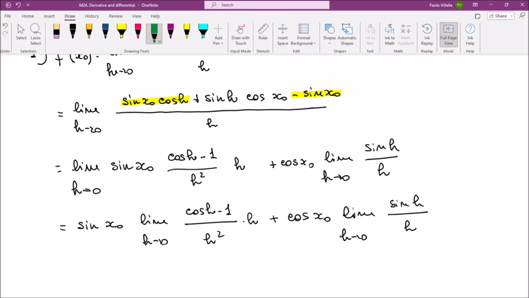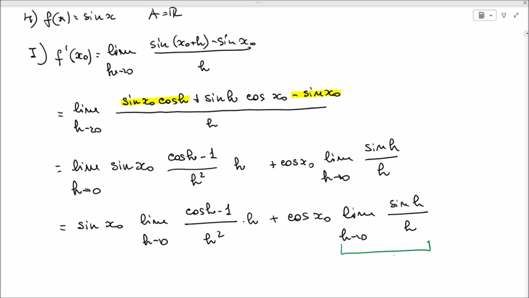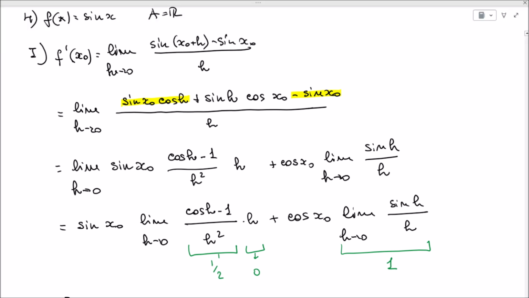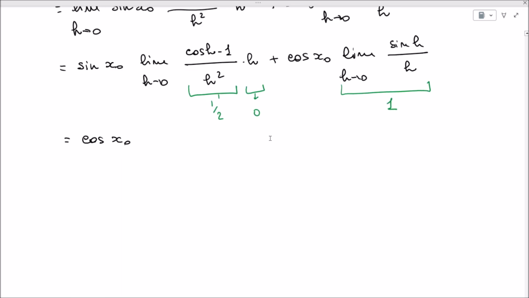But clearly we see that this we know is just 1, and instead we know that this is minus 1/2. So this will tend to minus 1/2, and this will tend to 0. So we are just left with the cosine of x naught. So this is the final result for the derivative of the sine function at the point x naught.